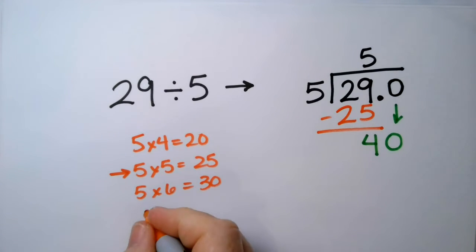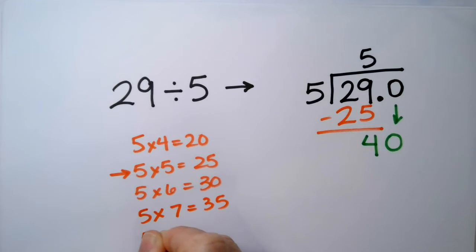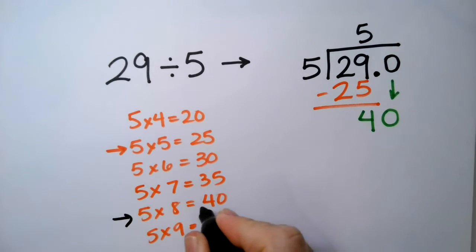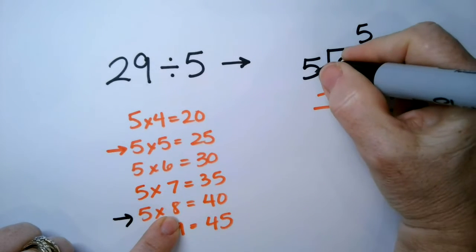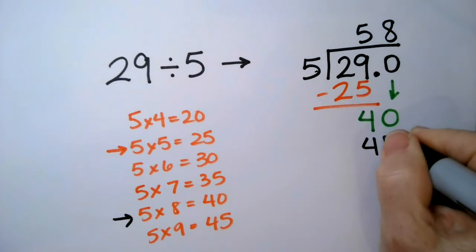All right, let's see. 5 times 7 is 35. 5 times 8 is 40. 5 times 9 is 45. Do you like any of these yet? Which one do you like? Okay, good. This one, right? So this is 5 times 8. So this is the 5, and the 8 is here. 5 times 8 is 40.